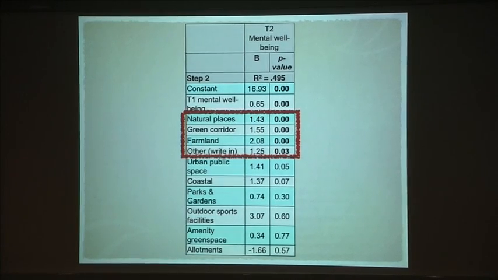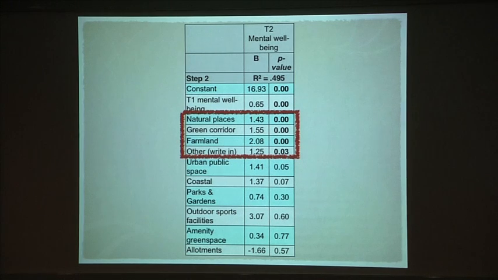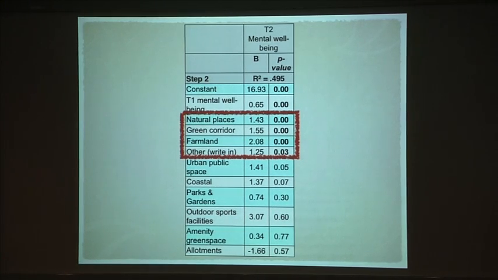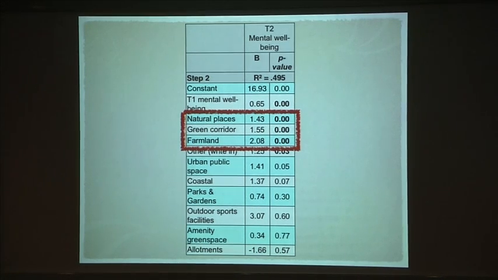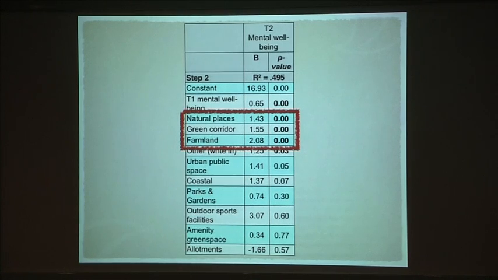And those are individuals who walked in a natural place with their Walking for Health walk, who walked in a green corridor environment, and walked in a farmland environment with their Walking for Health walk, and then the miscellaneous other. And what this means is that by walking in each of these environments, individuals increased their mental well-being at follow-up by a certain amount. And that these 3 environment types are statistically significant predictors of mental well-being.